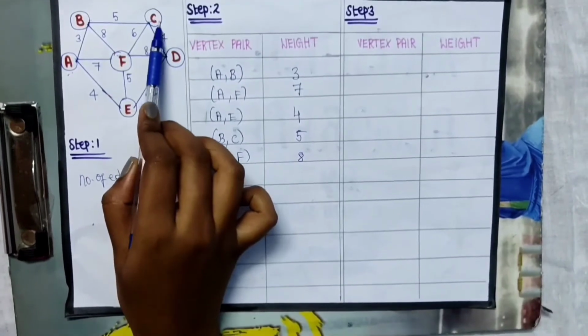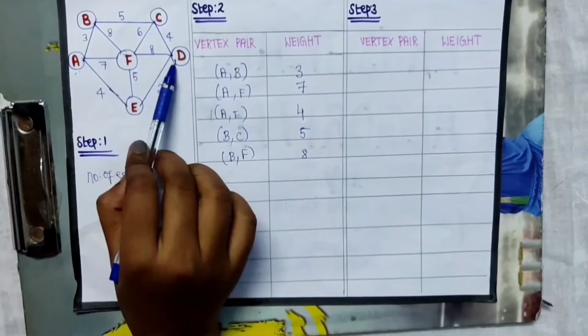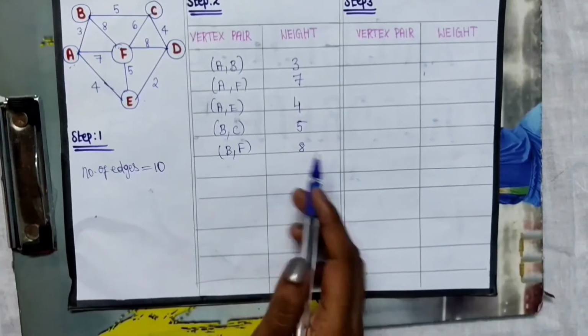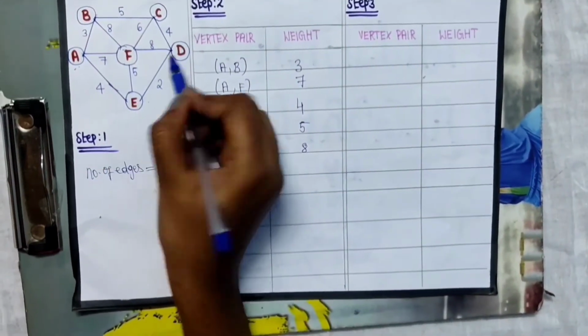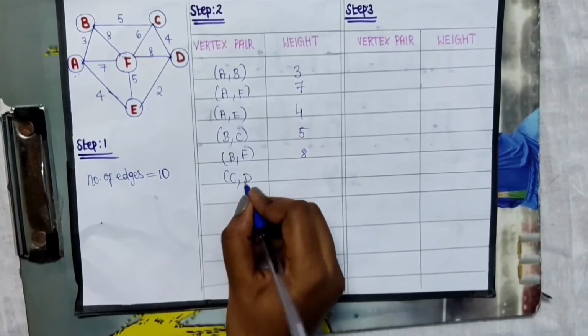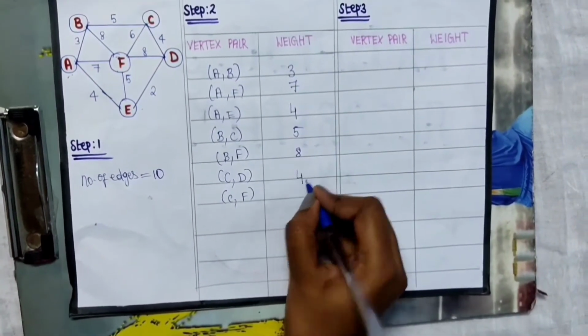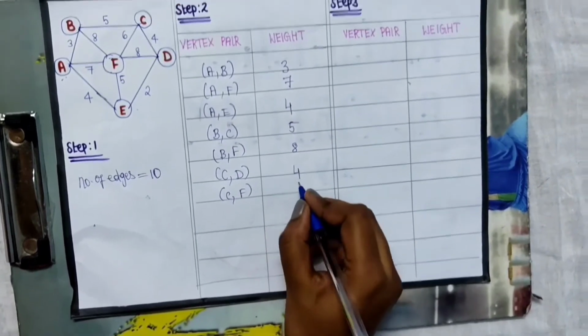The alphabet C has connections to B, F, D. But already we have mentioned B, C, so you don't need to mention C, B. You need to mention F and D. So, first C, D, then C, F. C, D weight is 4 and C, F weight is 6.